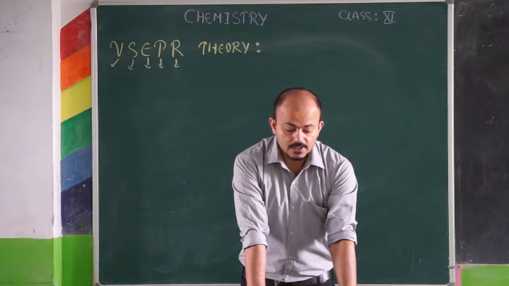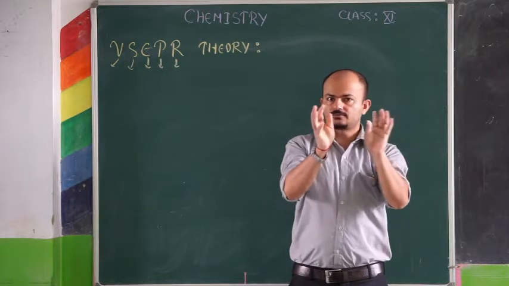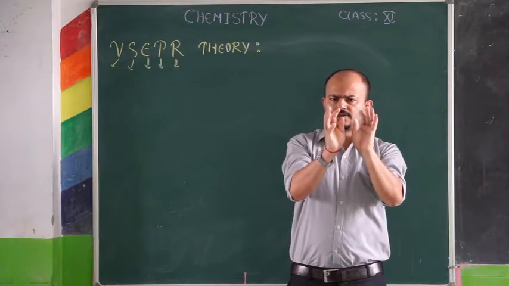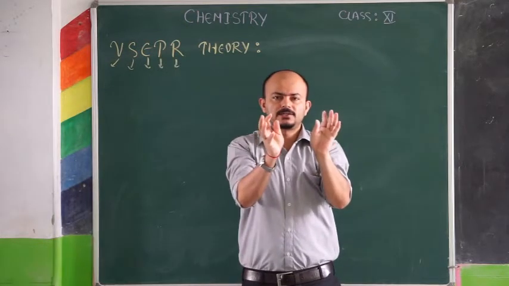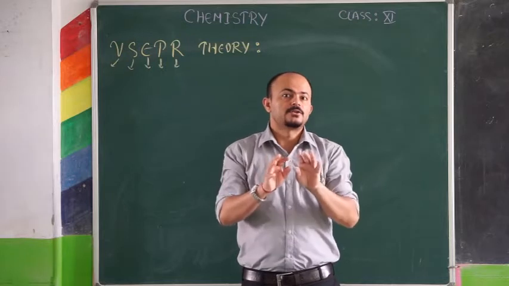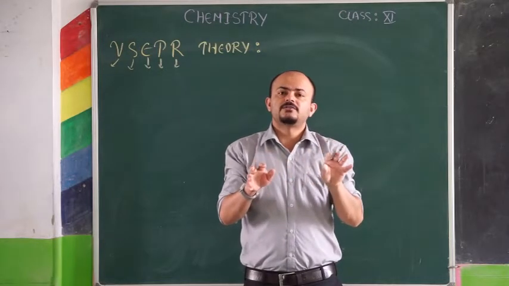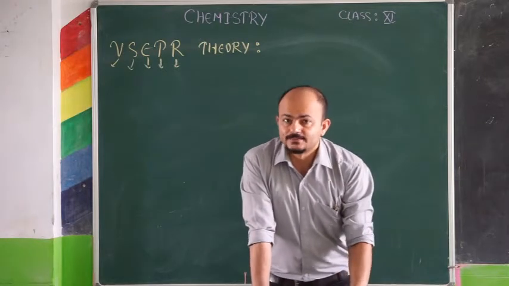Number 3 point, electron pairs around the central atom can adjust themselves with respect to one another in such a way that the force of repulsion among them is minimal. So, if you have lone pairs, two electrons, now they won't remain close, because if they come very close, they will repel each other and then it becomes very unstable. Therefore, now they tend to go as far away from each other as possible to be stable. Okay.